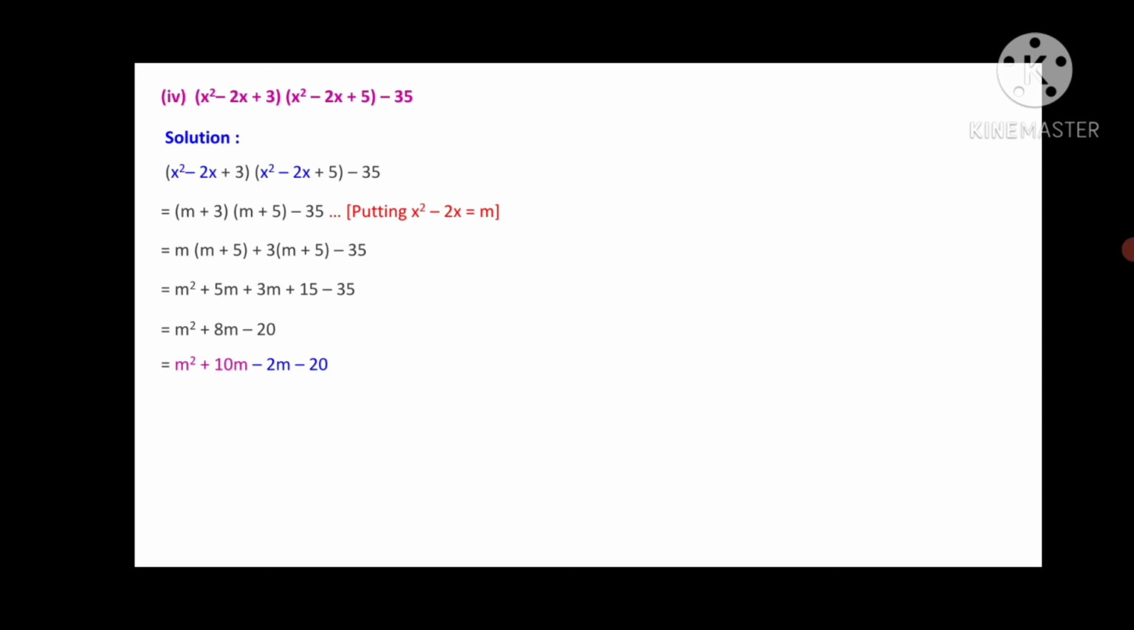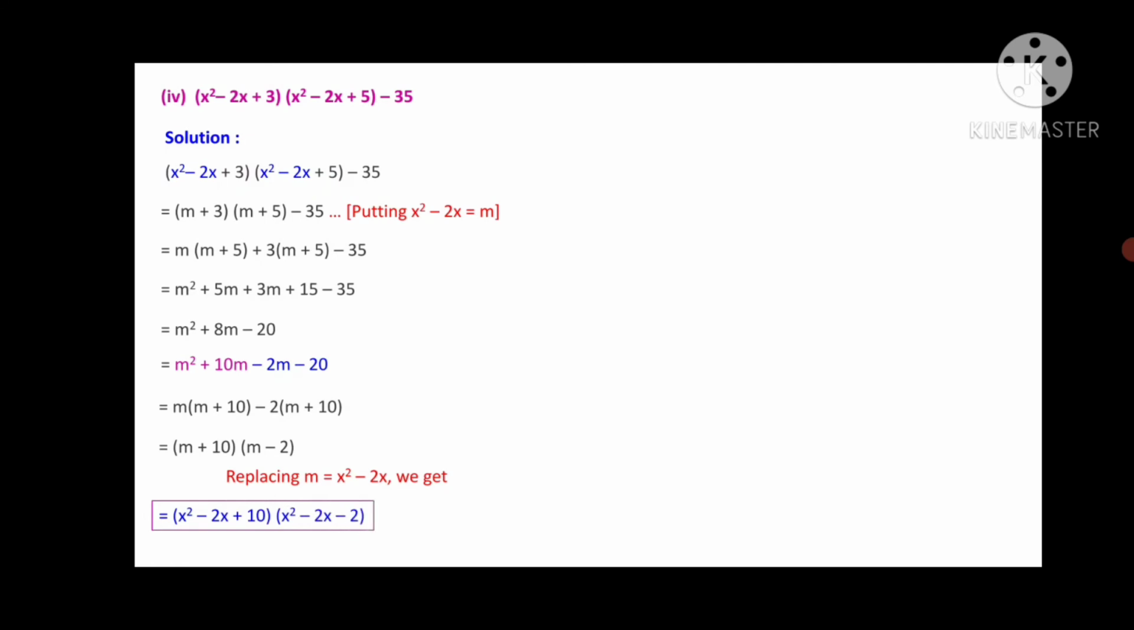Here you will get that m square, product is minus 20 and sum is 8. So 10 2s are 20 and 10 minus 2 is 8. So we can write m square plus 10m minus 2m minus 20. m is common, taken out, m plus 10 is in the bracket, minus 2 is common, m plus 10 in the bracket. So you will get that m plus 10 in one bracket, m minus 2 in the other bracket. These are the factors of the given polynomial. Now we will substitute m's value x square minus 2x. We will get that x square minus 2x plus 10 and then x square minus 2x minus 2. These are the factors of the given polynomial.